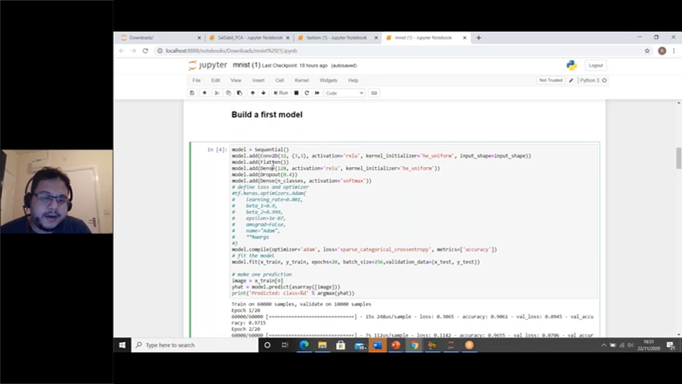What is the dense layer? Go ahead. Don't worry about making mistakes. That's fine.